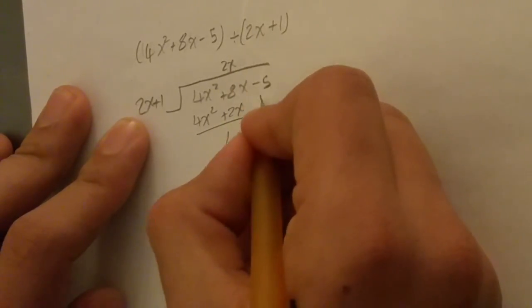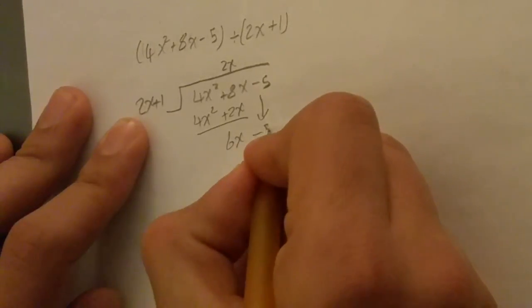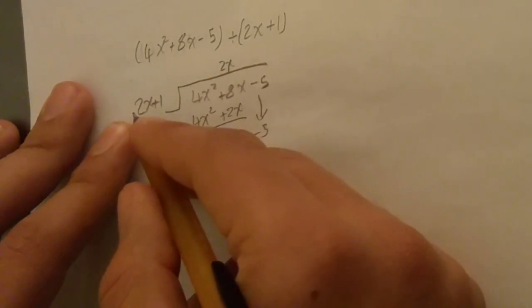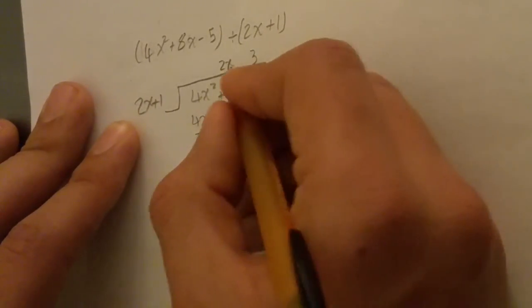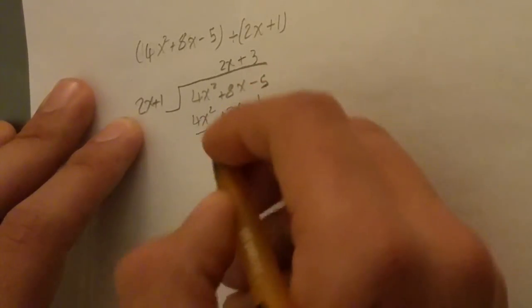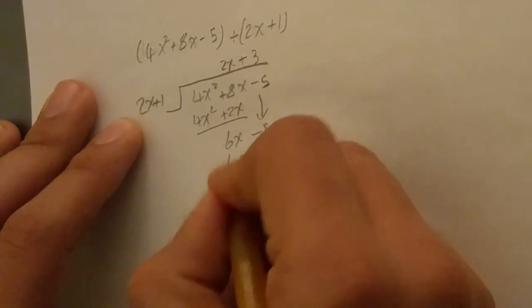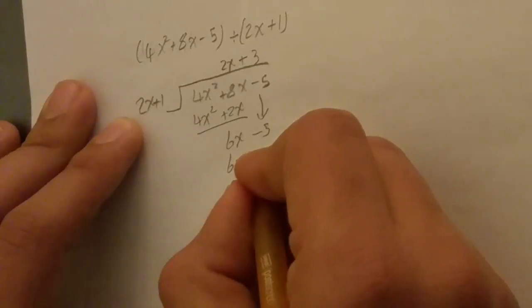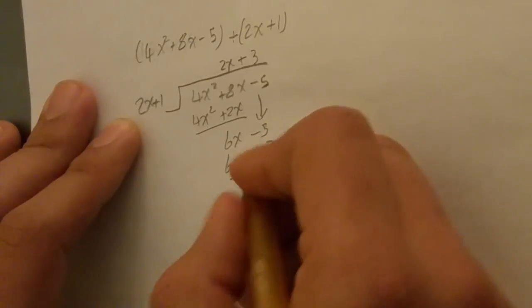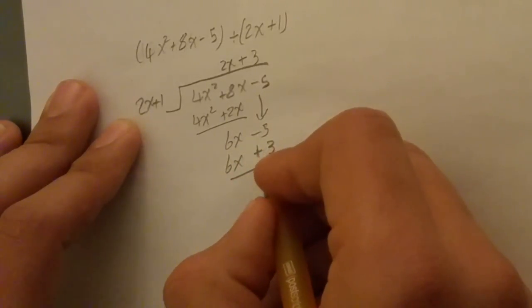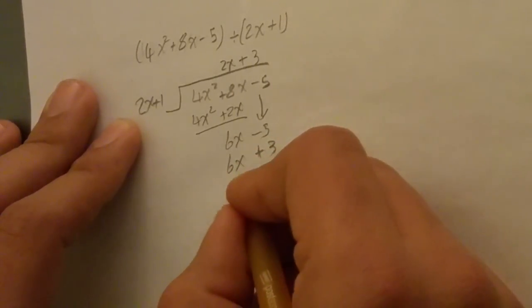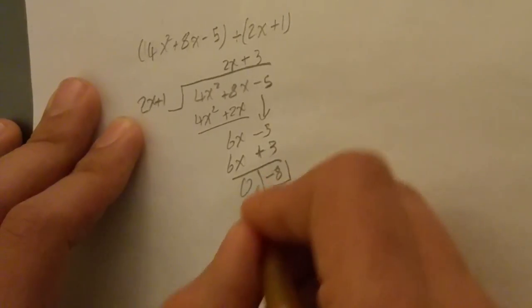Now we bring down the negative 5 and take our 6x divided by 2x, like we just did before. 6x divided by 2x gives you 3. We take the 3 multiplied by 2x plus 1. 3 times 2x plus 1 gives you 6x plus 3. We subtract, we get negative 5 minus 3. Negative 5 minus 3 gives us negative 8. 6x minus 6x gives us 0. So our remainder is negative 8.